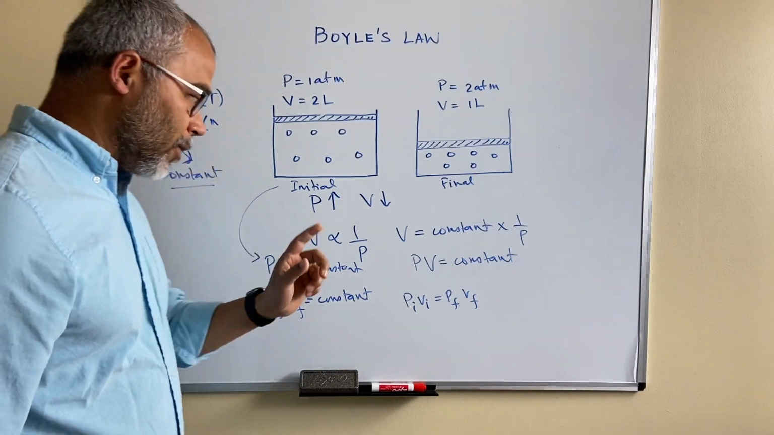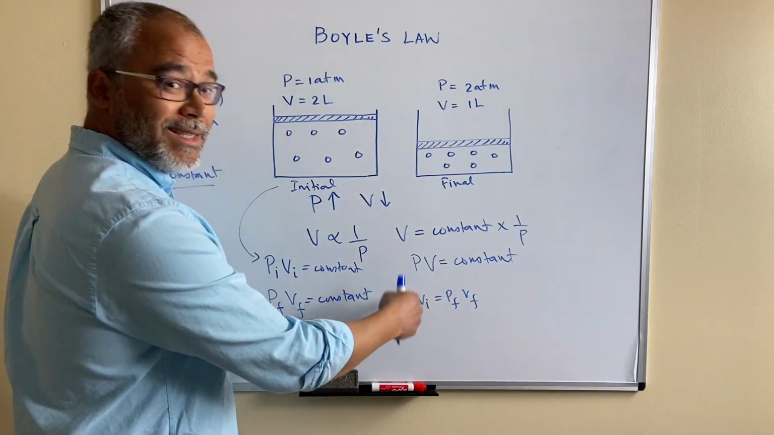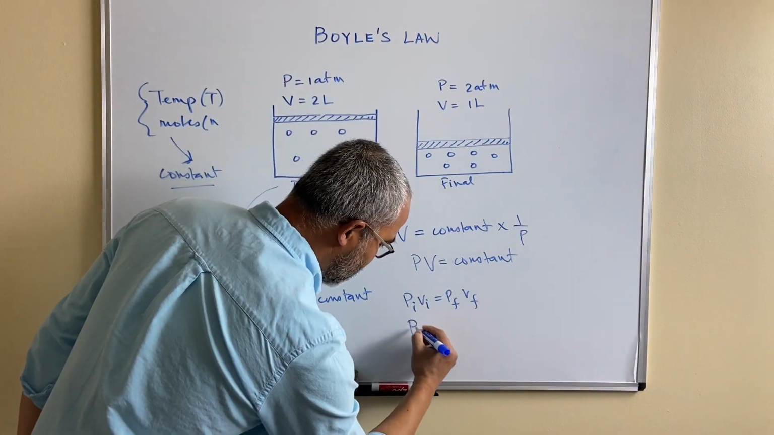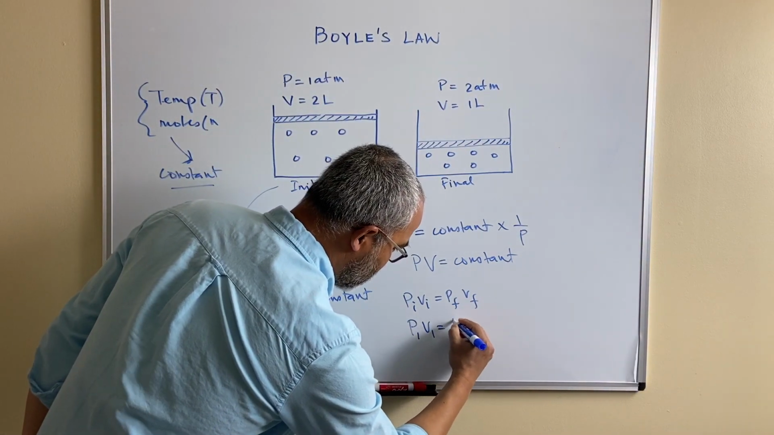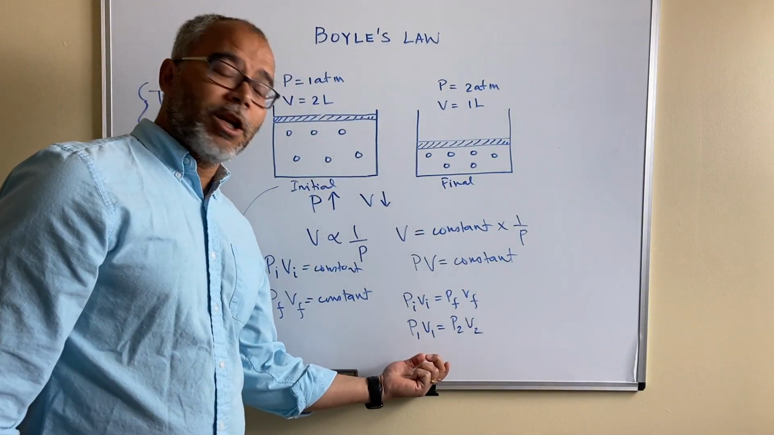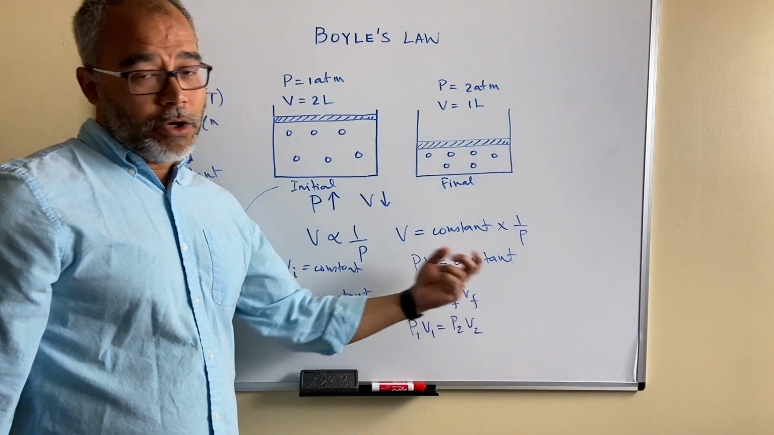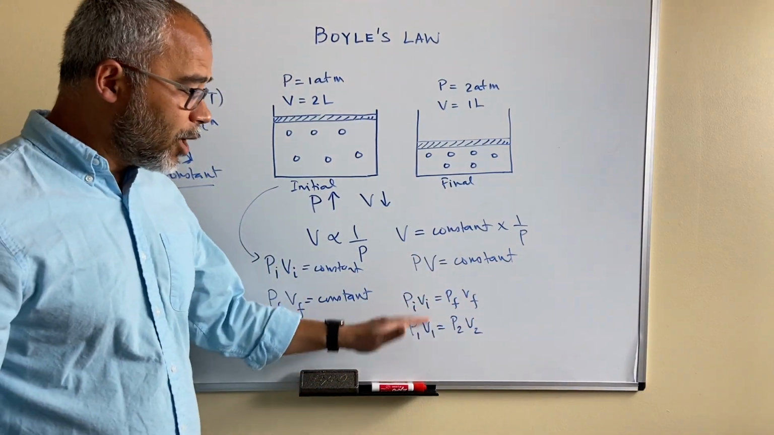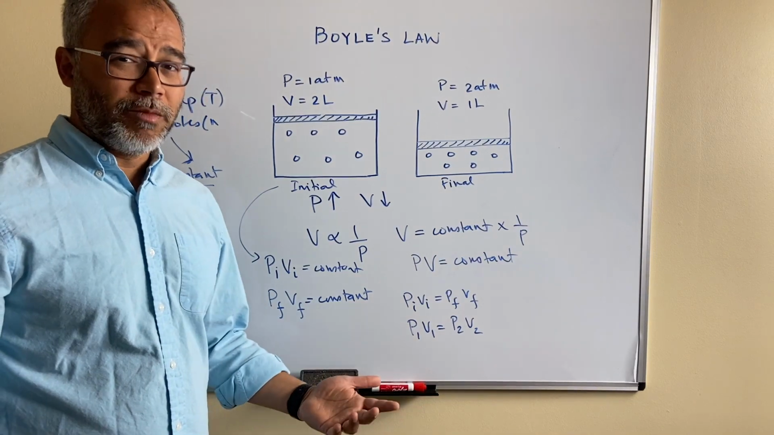Now, that being said, you will see in some books or some texts that it will be written as P1 V1 is equal to P2 V2, which is the same thing. You assign 1 to be the initial, 2 to be the final, or you can reverse them. It doesn't matter. It's an equation. And as long as you have them set correctly, you should be fine to proceed.